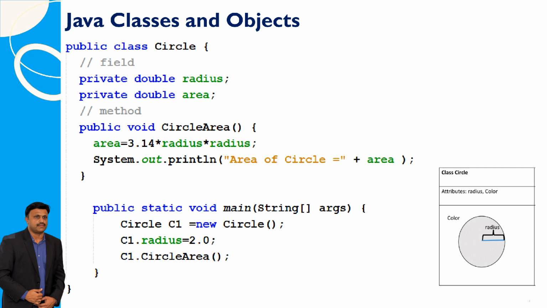The class has a private field for the radius and area. In the main method, an instance of circle is created, the radius is set to 2.0, and the circle area method is called to display the area.